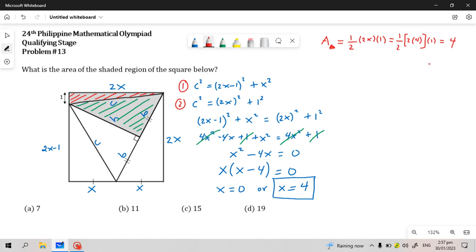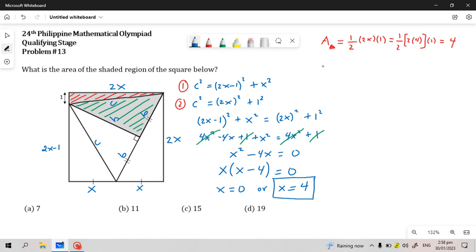Now let us find the area of the green triangle. But before we do that, we must know first the values of b and h. Before we know the values of b and h, we should know first the value of c. Let's go back to our first two equations, and let's just choose number 2, the second equation, to find the value of c. That's simpler compared to number 1.